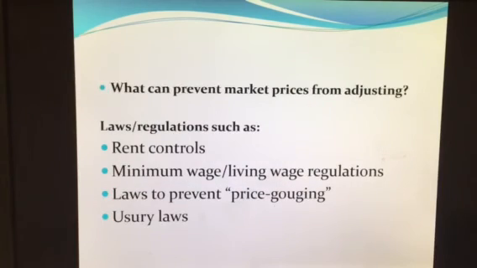sold will fall. Well, what can prevent market prices from adjusting? Let's assume that changes in demand and changes in supply are occurring almost constantly. The market's always seeking to, let's say, pursue or achieve equilibrium. But there are certain things that can get in the way of the market adjusting. Among these are laws and regulations such as rent controls or minimum wage, living wage regulations, laws to prevent price gouging, and usury laws.